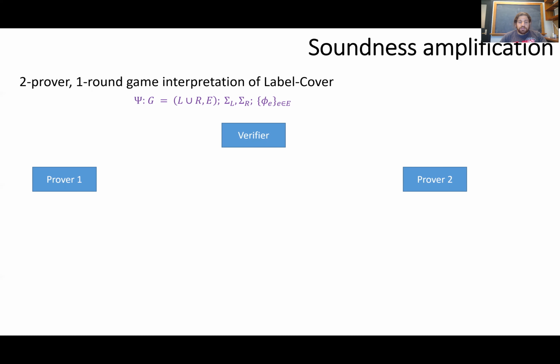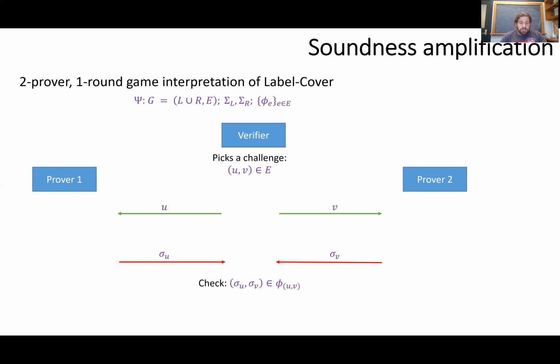So how would the verifier check whether this label cover instance is highly satisfiable or not? Well, the verifier is going to pick an edge, a challenge, uniformly at random from the graph. It's going to send one endpoint to each one of the provers. Each prover will provide him with a label. And then the verifier is going to check whether the labels that the provers gave him satisfy the constraint.